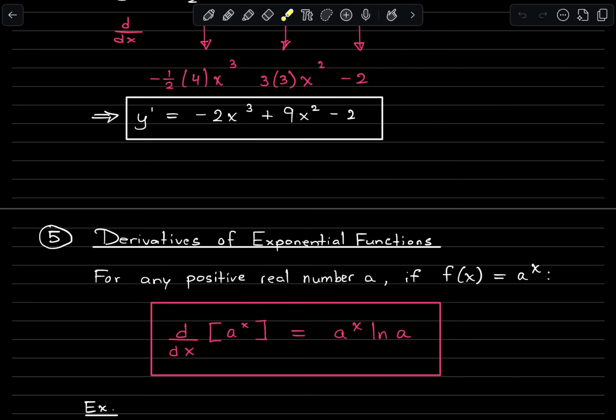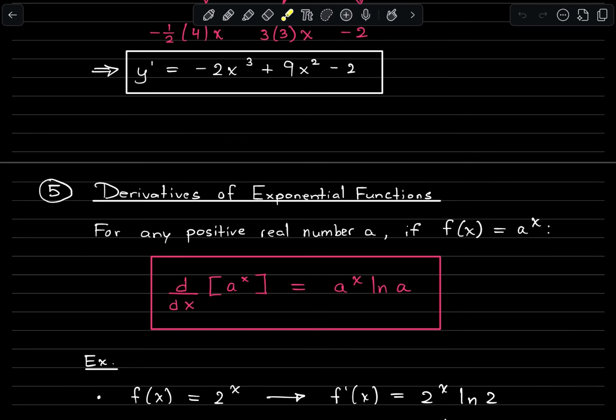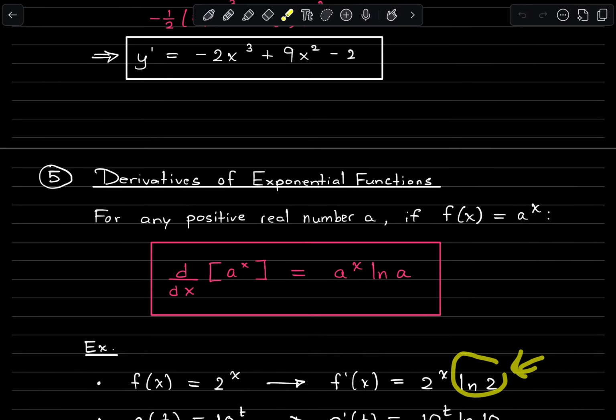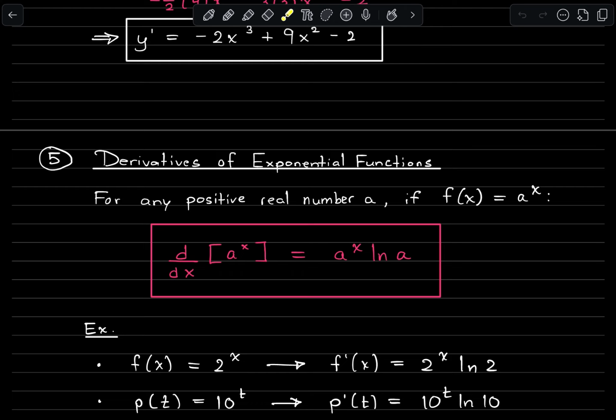Okay, so natural log is being added onto it. So for example, if we had f of x is equal to 2 raised to the x power, the derivative is going to be 2 raised to the x power times that natural log term. So every time we take the derivative, this natural log term is going to be added. Same deal here. P of t is equal to 10 raised to the t power. The derivative of that is going to be 10 raised to the t power times natural log of 10.